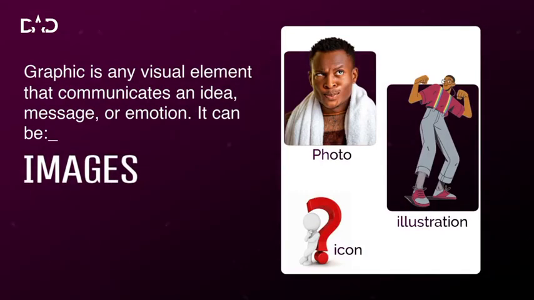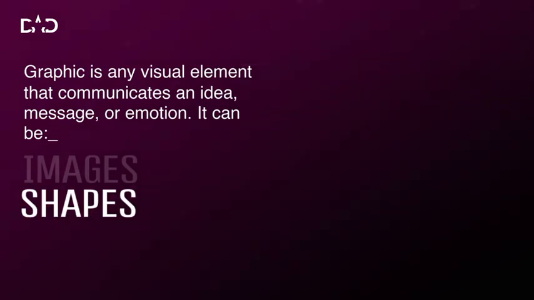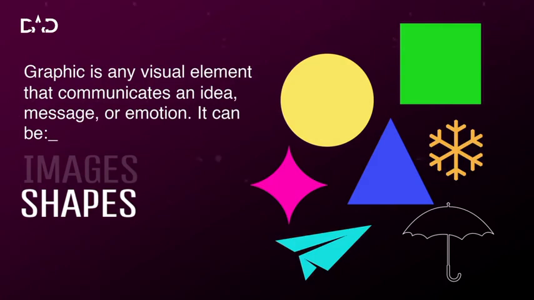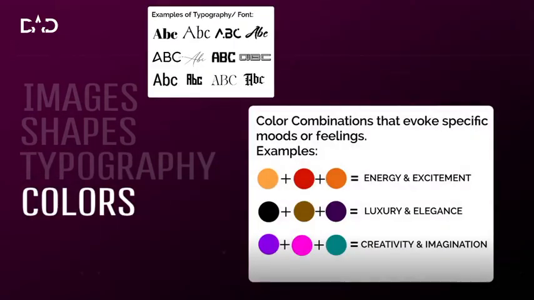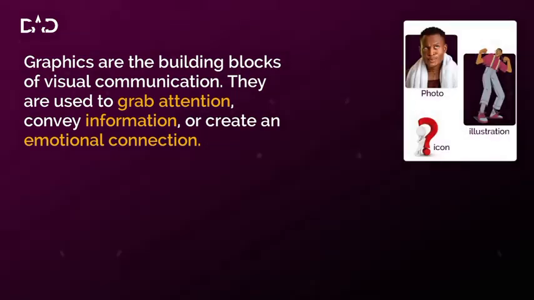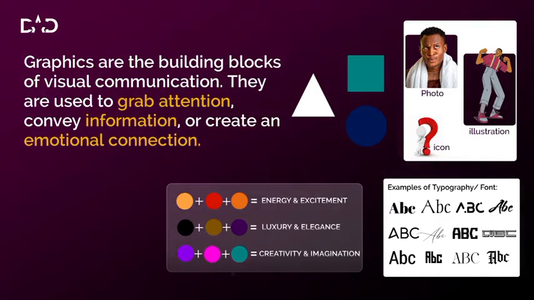Take for instance the caution icon. Shapes such as circles, squares, triangles, or abstract forms. Typography. These are text styled in a visually appealing way. Colors. Color combinations that evoke specific moods or feelings. Graphics are the building blocks of visual communication. They are used to grab attention, convey information, or create an emotional connection.